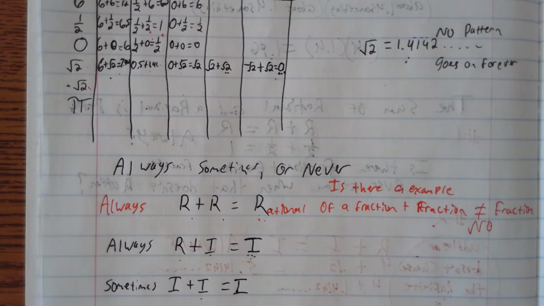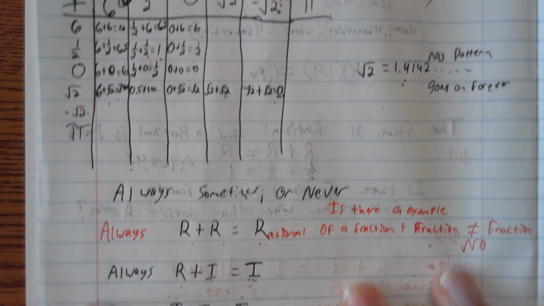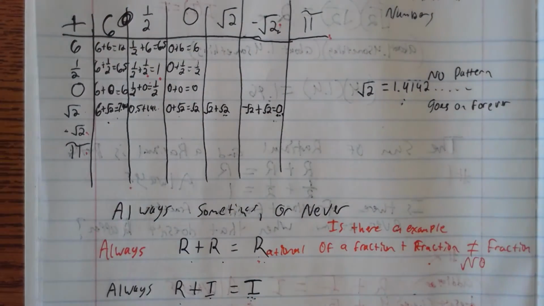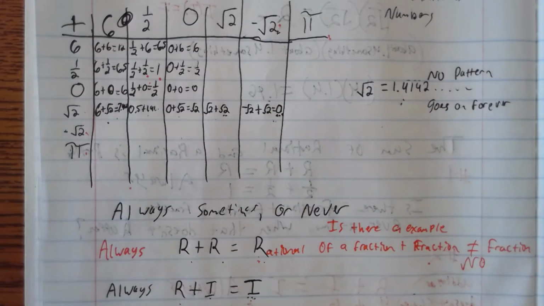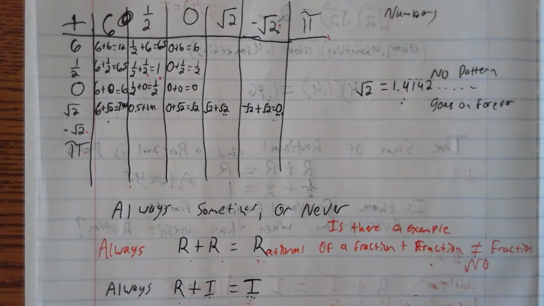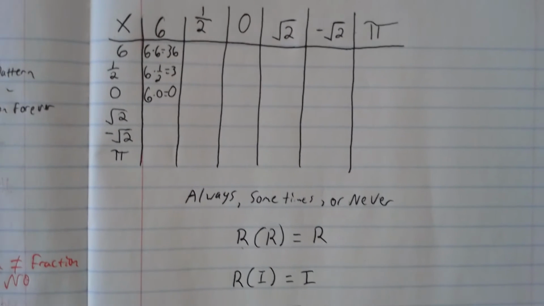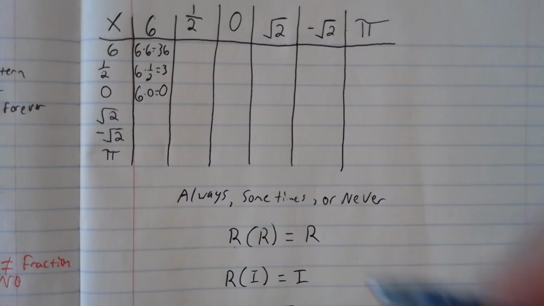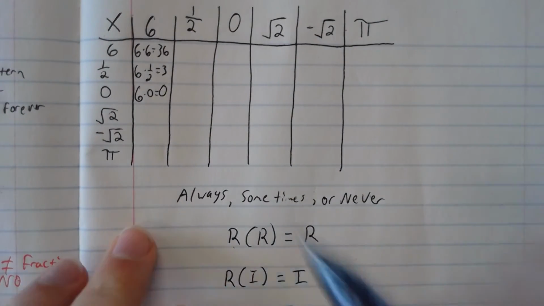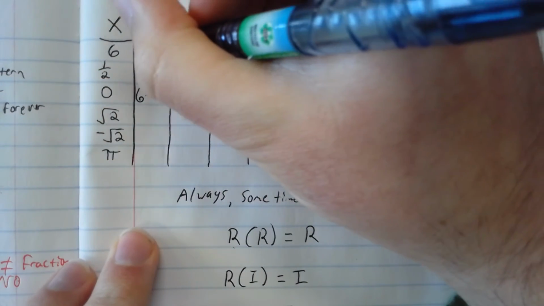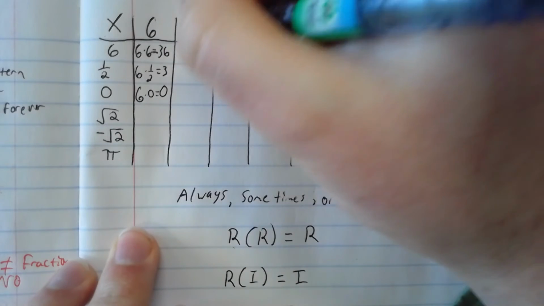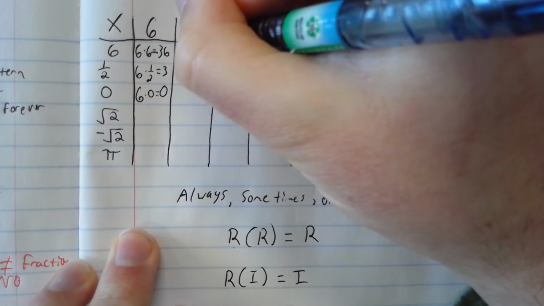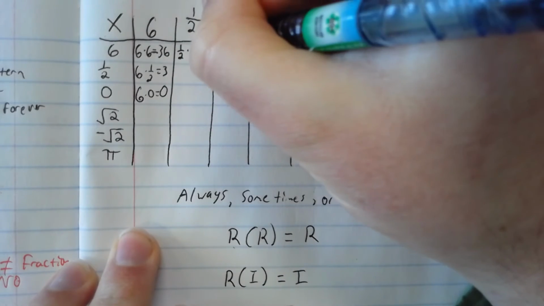Okay? Now let's take a look at multiplying. So that was all about adding. We were adding up numbers, and we could continue the table, but we're going to get similar results. So we can now take a look at multiplying. What happens when we multiply? Okay, so we've already started the table a little bit. 6 times 6 is 36. 6 times a half is 3. 6 times 0 is 0. 1/2 times 6 is 3.